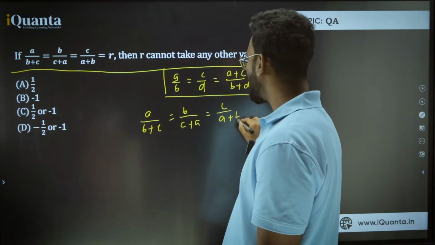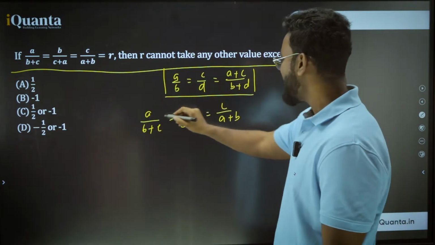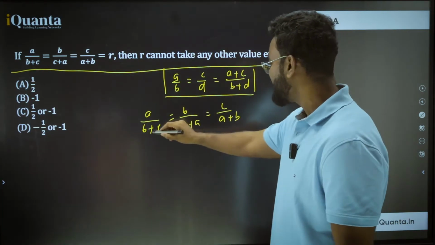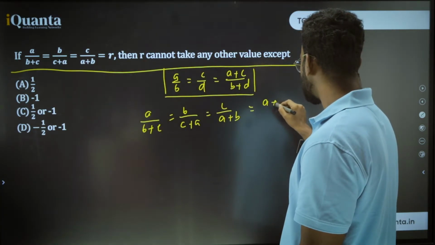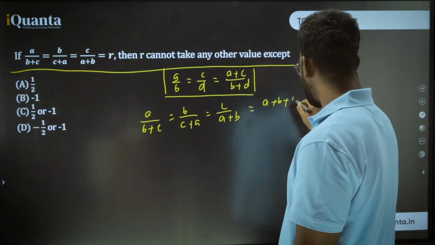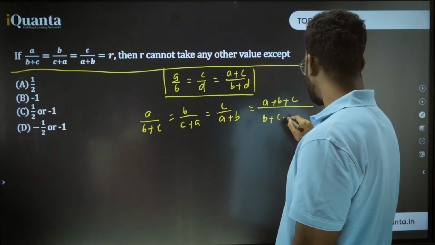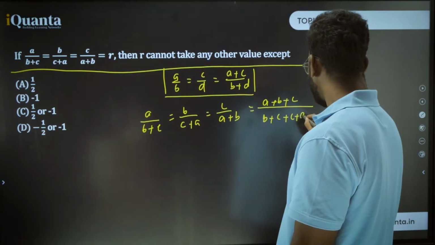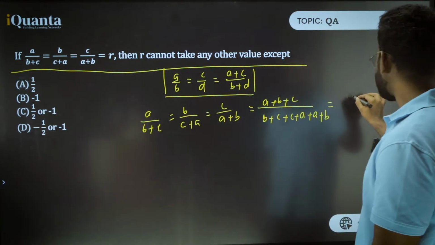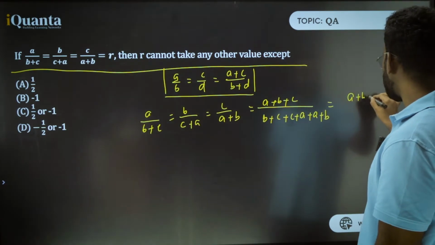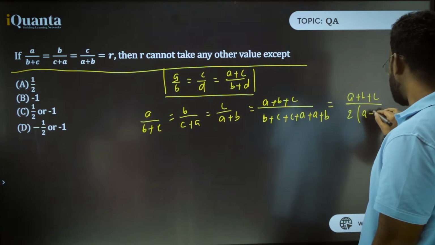So in this case, what can I write? I can use the entire thing together. I can add all the numerators and I can add all the denominators. If I add the numerators, it will become A plus B plus C, and if I add the denominators, it will become B plus C plus A plus A plus B. So if I finish it here, it is nothing but A plus B plus C divided by twice A plus B plus C.